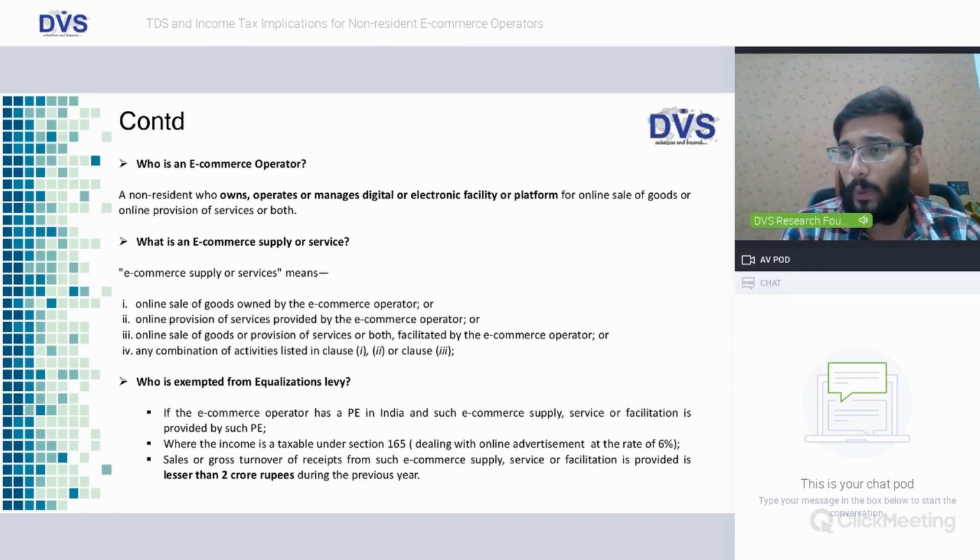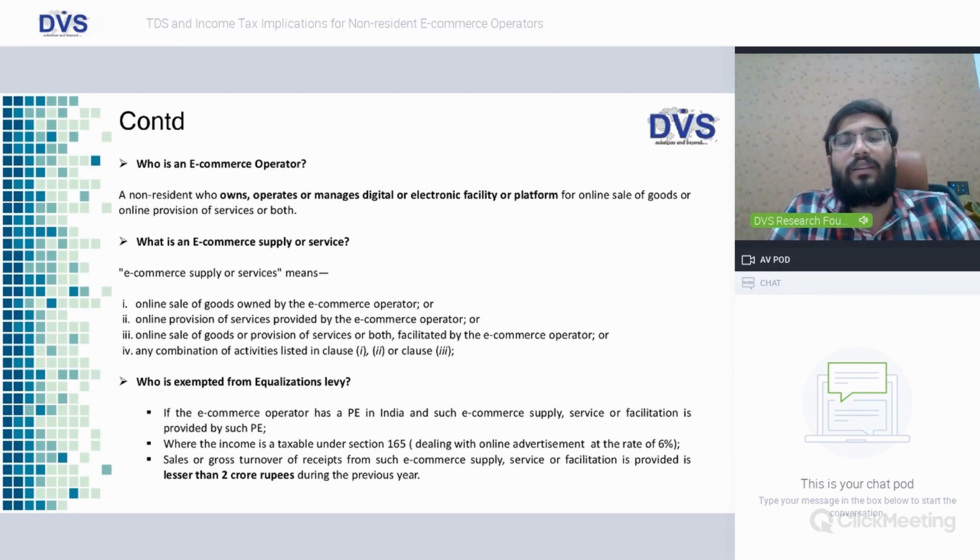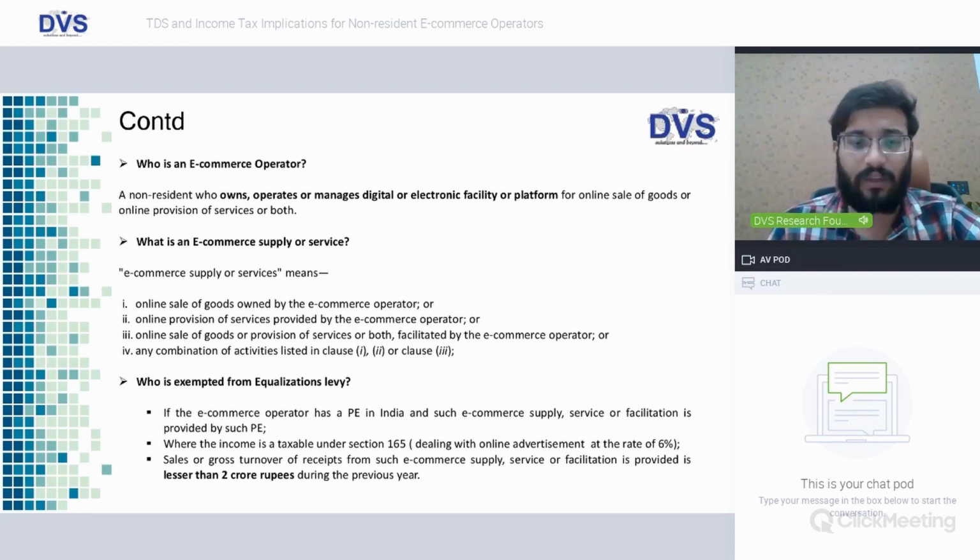So if at all it is squarely getting covered within the ambit of online advertisement, and equalization levy is charged at the rate of 6%, same shall not get covered again here. Sales, gross turnover or receipts from such e-commerce supply, service, or facilitation is lesser than 2 crore rupees during the period. So there's a threshold being provided of 2 crores. If it is not exceeding 2 crores, this would not again be applicable.